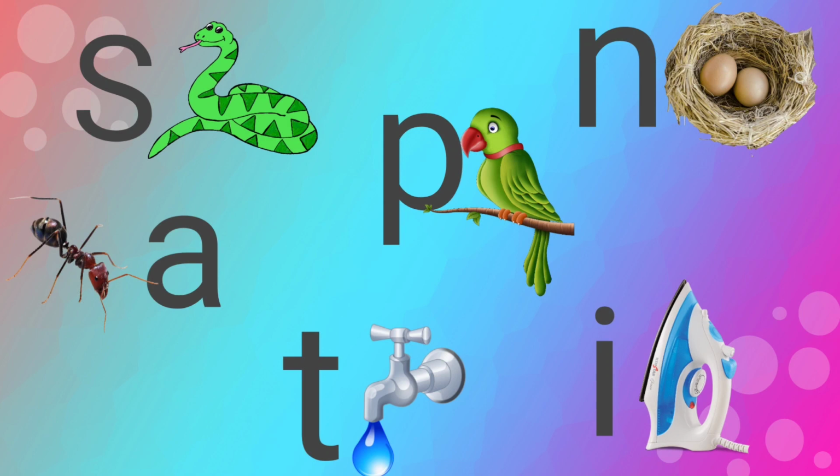A. Letter T and the sound is T. T. Letter P and the sound is P. P. Letter N and the sound is N. N. Letter I and the sound is E. E.